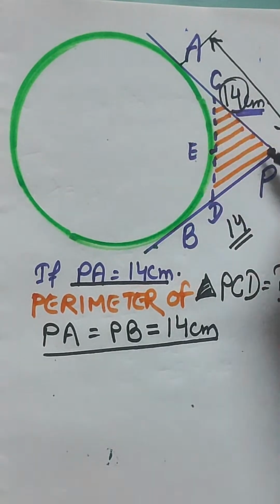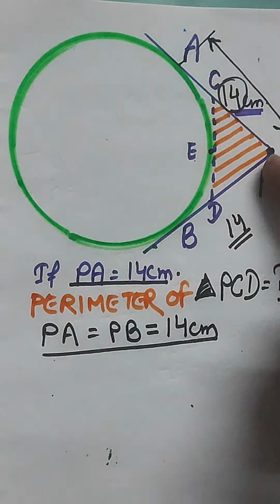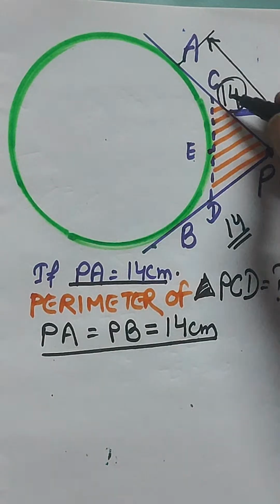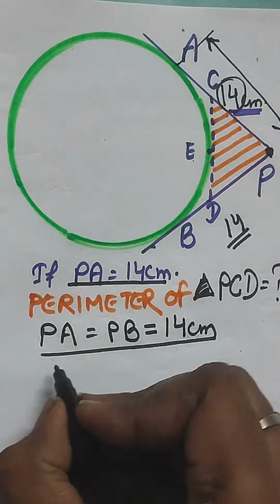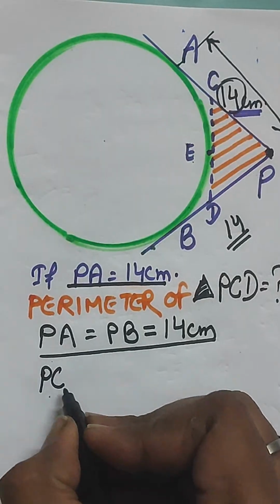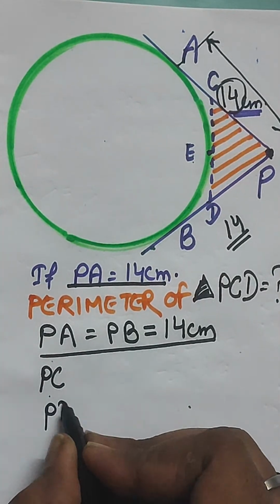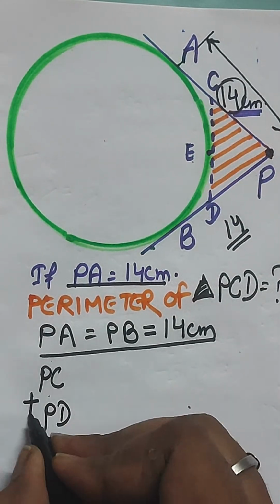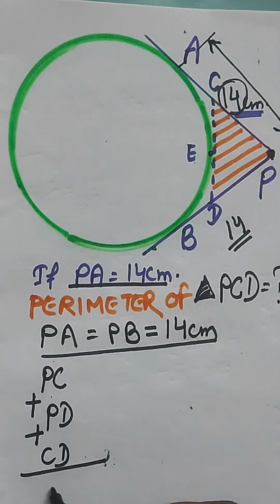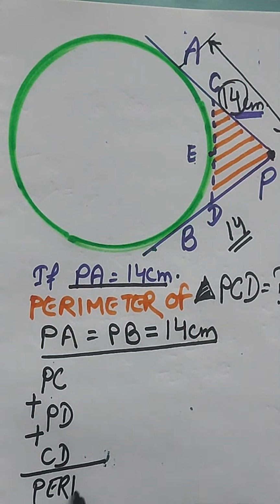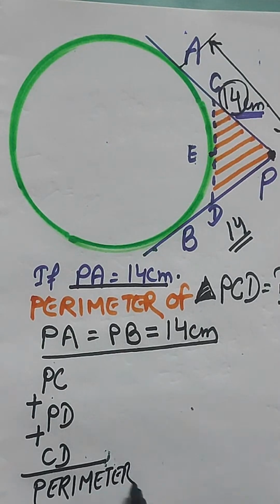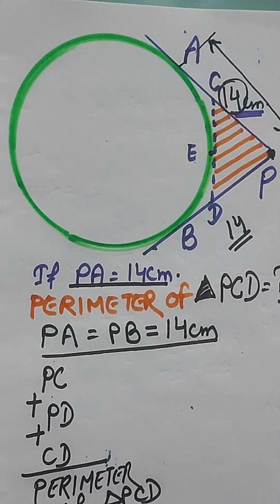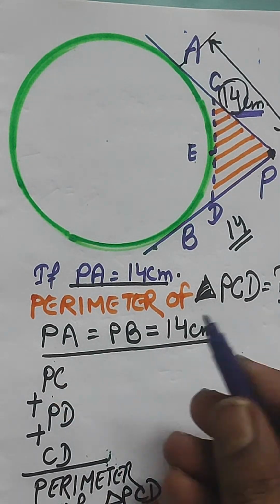Now you need to find the perimeter of this triangle PCD, which I have shaded in orange. To find this, we need to know the length of PC, what is the length of PD, and what is the length of CD? Once you know all this, just add them, then you get the perimeter of triangle PCD, isn't it?